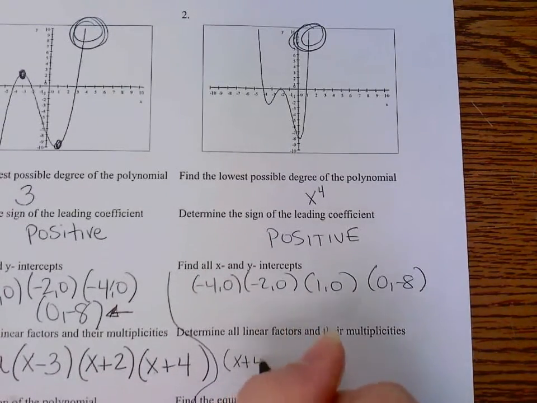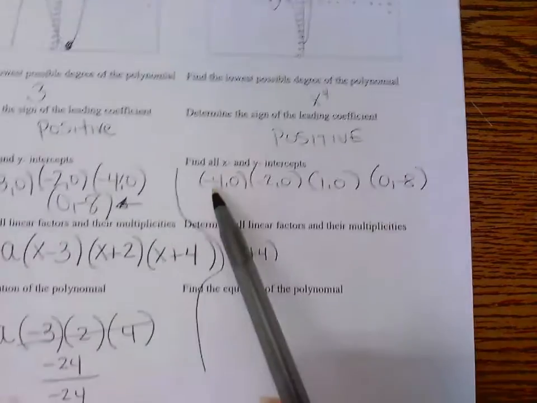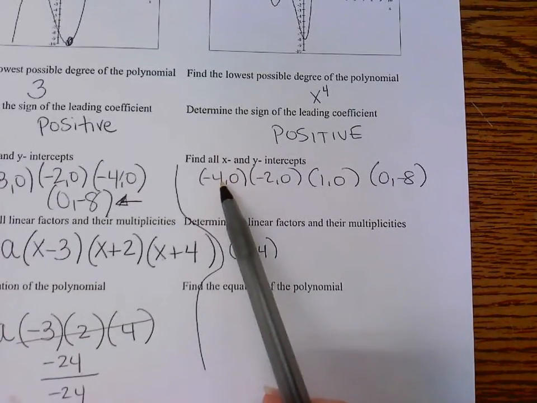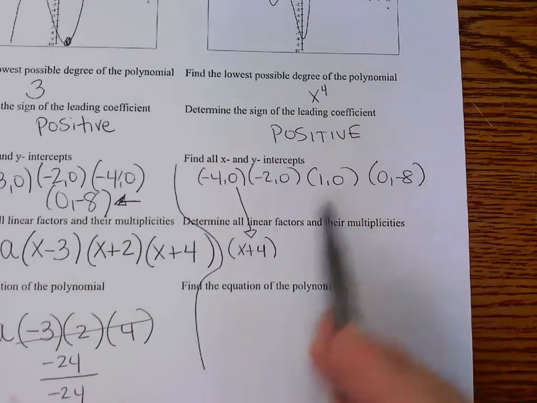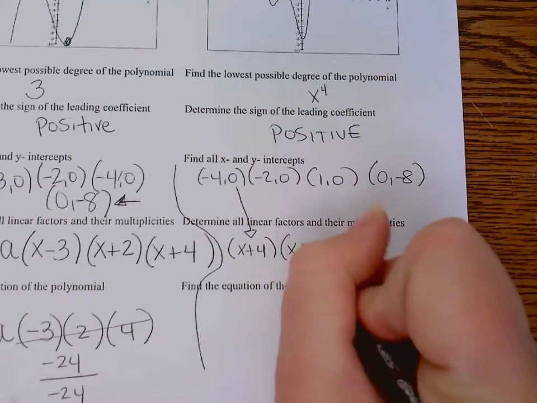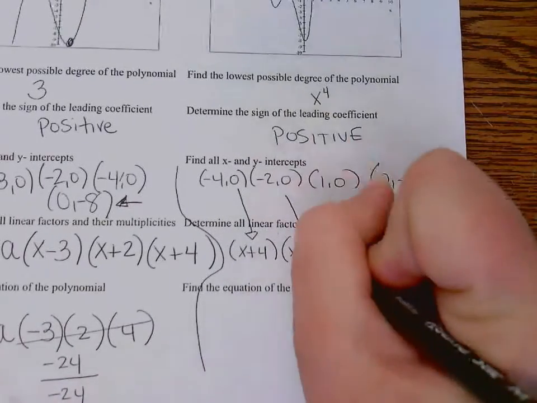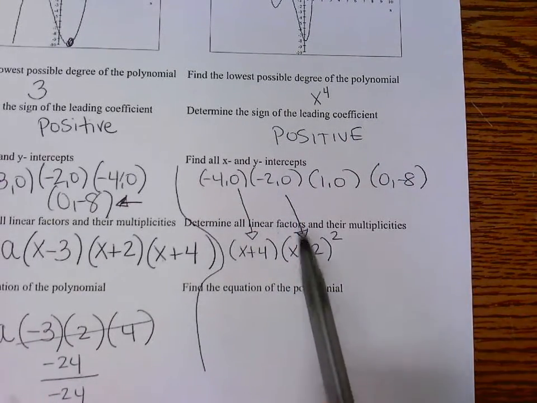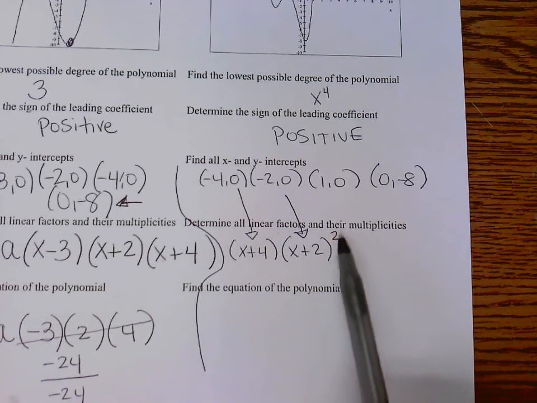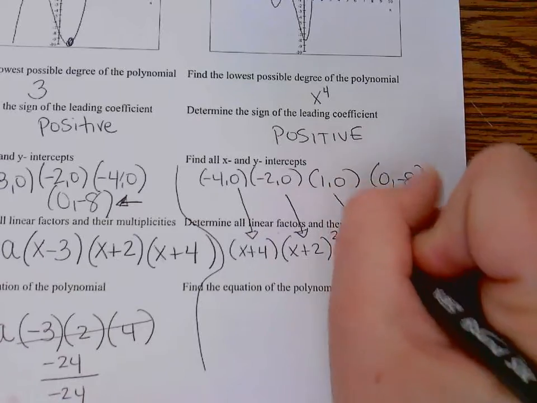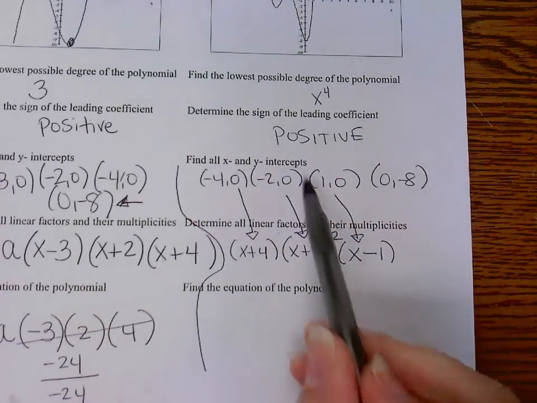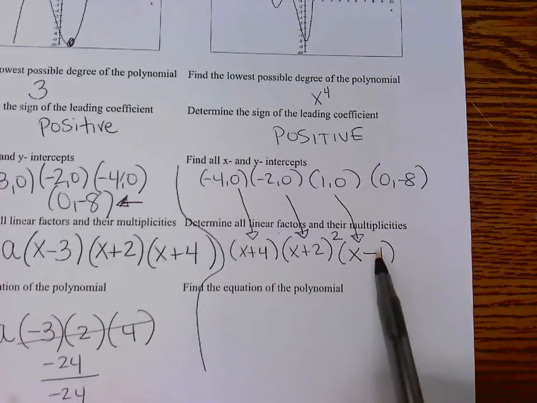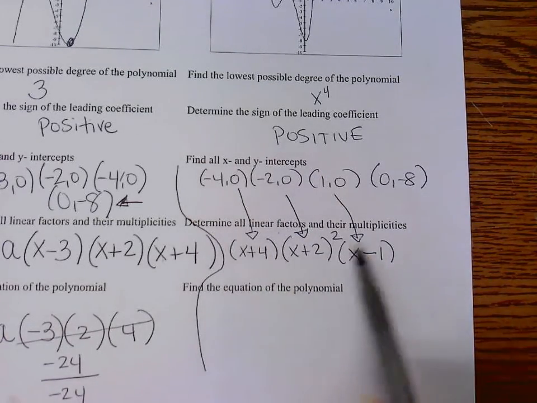x plus 4, right? Because if -4 is an x-intercept, x plus 4 has to be a factor. And then at -2, it'll be x plus 2 squared, right? Because the -2 gets plugged in to get 0, and we said it had an even multiplicity. And then this last one would be x minus 1 as a factor, because when I plug in 1, it gives me 0. So this is not quite my finished equation.